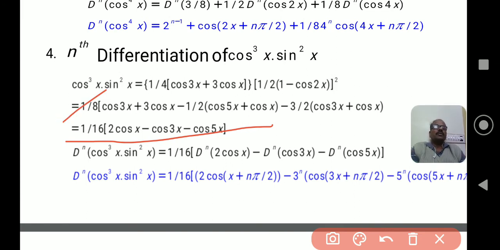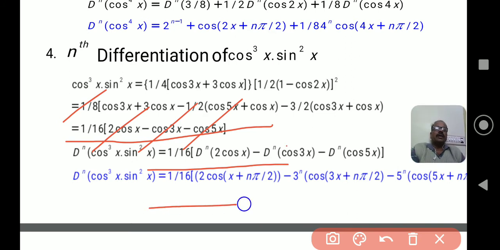Observe the result after simplification: how many cos 5x, how many cos 3x, how many cos x, we can simplify and we get this result. Again, you can observe finally 1 by 16 times of cos x, cos 3x, cos 5x. It is in the linear form. We can directly apply the nth derivative result for these three terms.